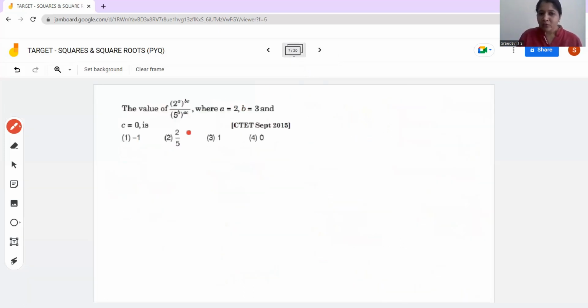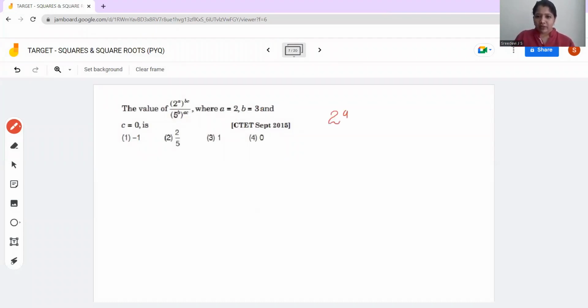Next question. (2 to the power a) the whole power bc by (5 to the power b) the whole power ac, where a is equal to 2, b is equal to 3, and c is equal to 0. So how will we be able to see the answer for this question? Let us see.